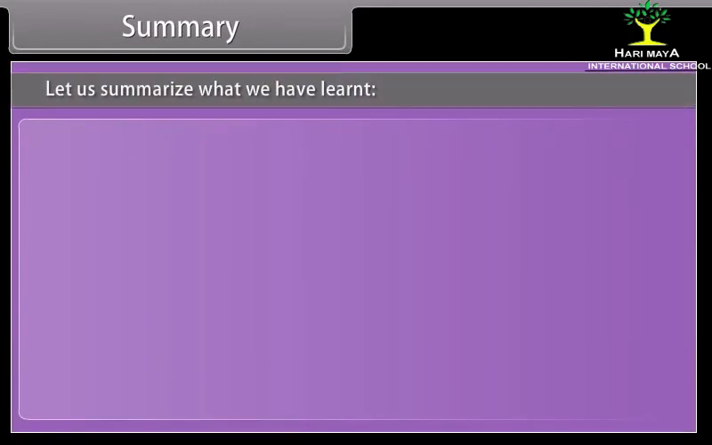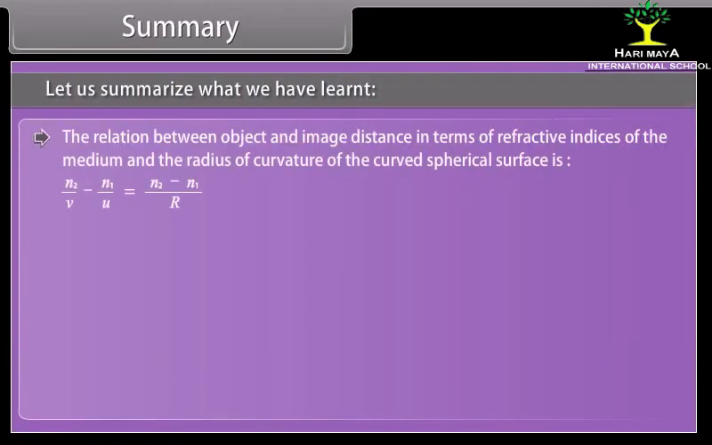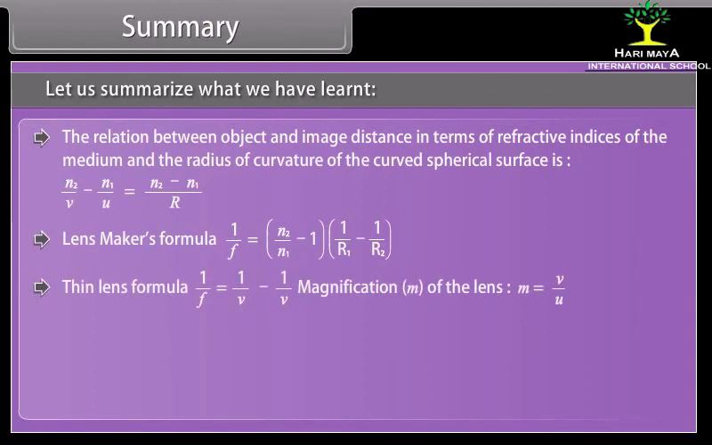Summary. Let us summarize what we have learned. The relation between object and image distance in terms of refractive indices of the medium and the radius of curvature of the curved spherical surface is n2 by v minus n1 by u is equal to (n2 minus n1) by R. Lensmaker's formula is this. Thin lens formula is this. Magnification m of the lens, m is equal to v upon u.